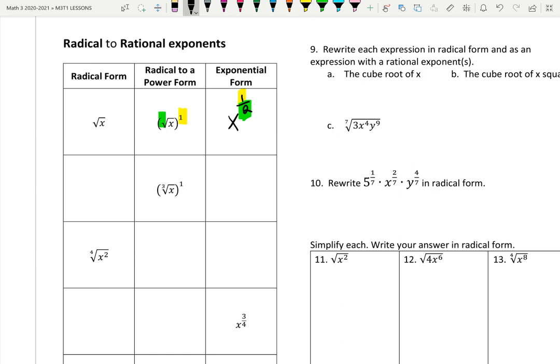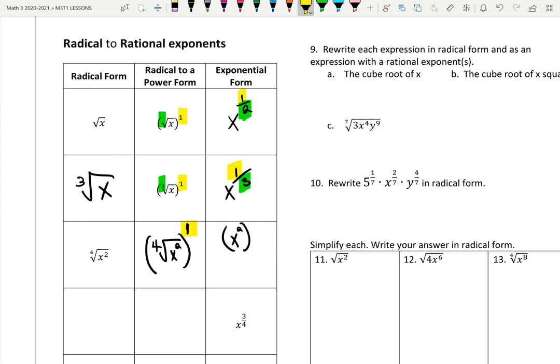When I look at this next one, the cube root of x, what is this going to be? Well, the x power is going to be 1, and it's going to be to the third, because that's the index. Now, continuing, this is the fourth root of x squared, and notice there's just one of them. So this converts into x squared to the 1/4 power. Now I have to multiply: whenever an exponent is raised to an exponent, I multiply it out, and I get x to the 2/4 power.